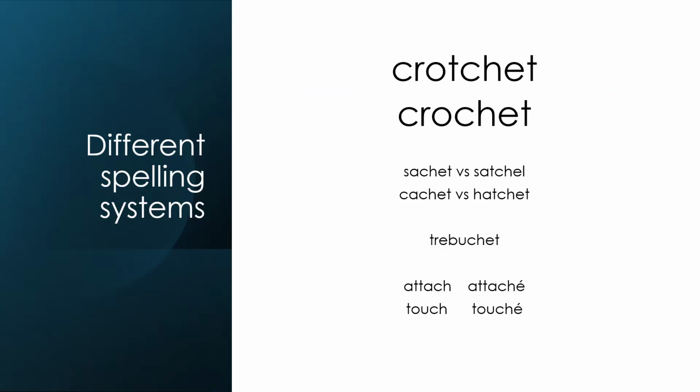No words from the Middle English strand of the language end in CHE, but some Greek words like ache and many French words do. So we get attach, add an E, and it becomes French, attaché, turning that CH into an sh sound. Touch turns into touché. The OU changes to the French oo, and the CH changes into the sh.